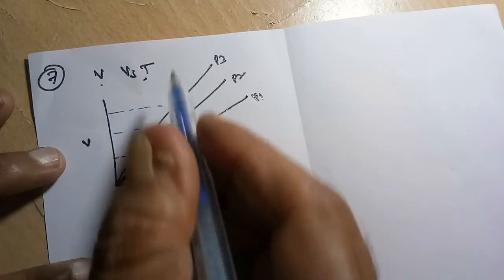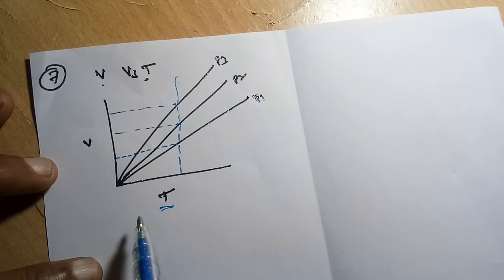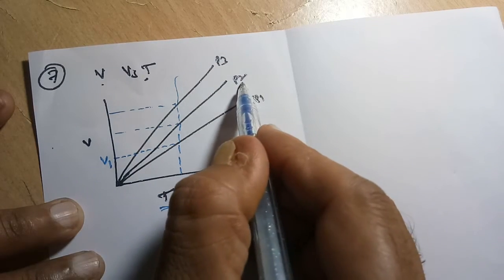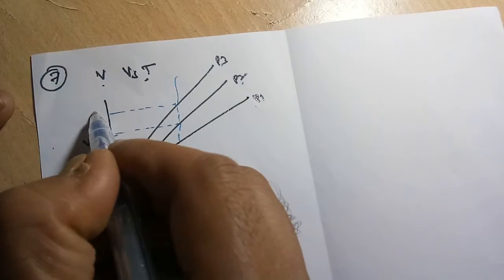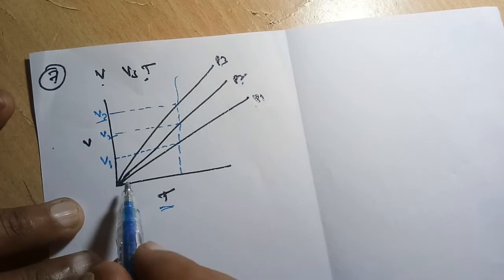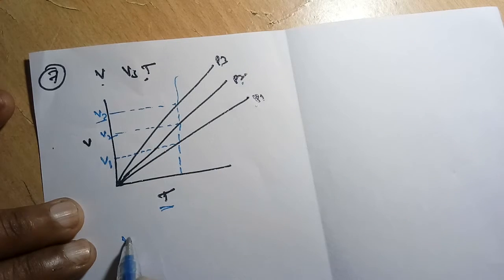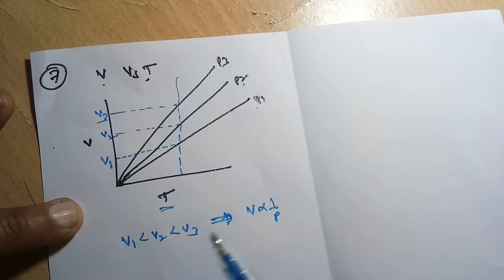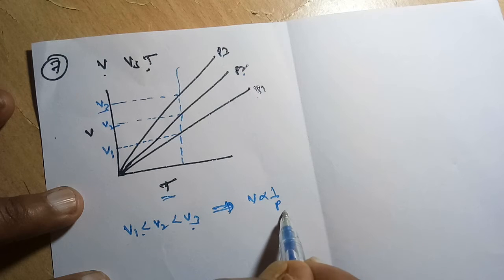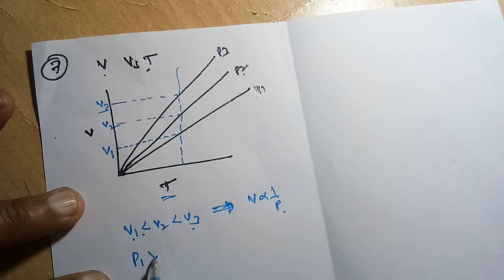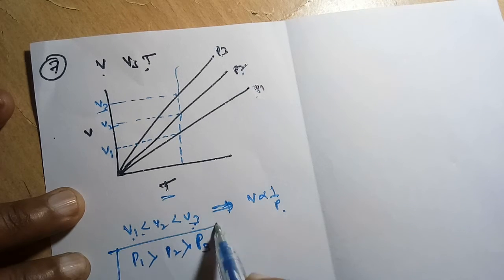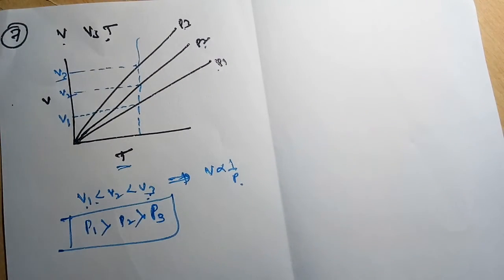So you always take the perpendicular from the x axis such that you keep the temperature constant. This is the P1 graph, so V1. This is the P2 graph, so V2. This is the P3 graph, so V3. When we go upward, values increase: V1 is less than V2 is less than V3. V is inversely proportional to P, so the P's are present in the opposite manner. V1 is less, so P1 is more; V3 is more, so P3 is less. This is the relation among P1, P2, P3.